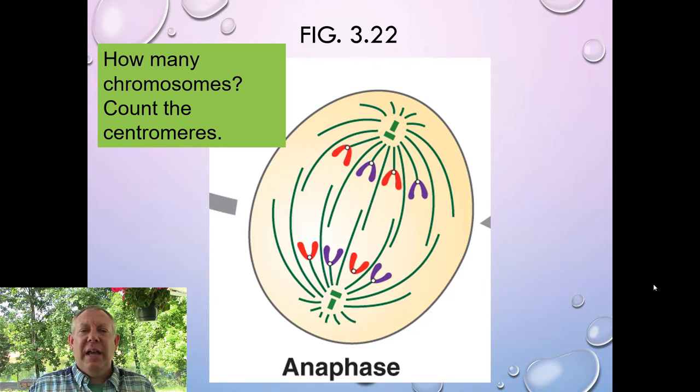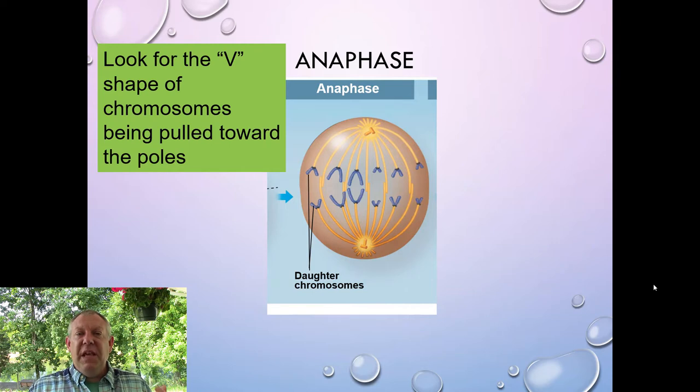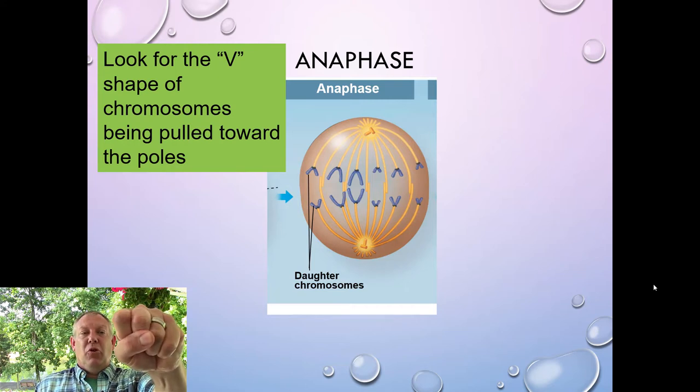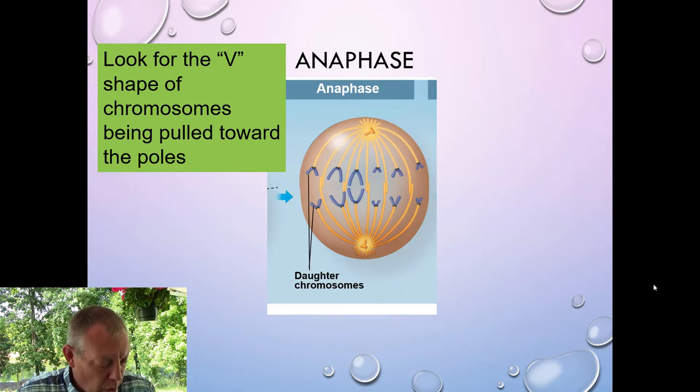Sometimes you have a hiccup during anaphase, or during anaphase of meiosis, and if the cell didn't divide, the cell can end up with twice as many chromosomes, and this is how we can get organisms that are polyploid. We'll talk about that in more detail later. I want you to know these details now. And so again, look for that V shape. That V shape is those chromosomes being grabbed by the centromere and pulled toward one side of the cell.